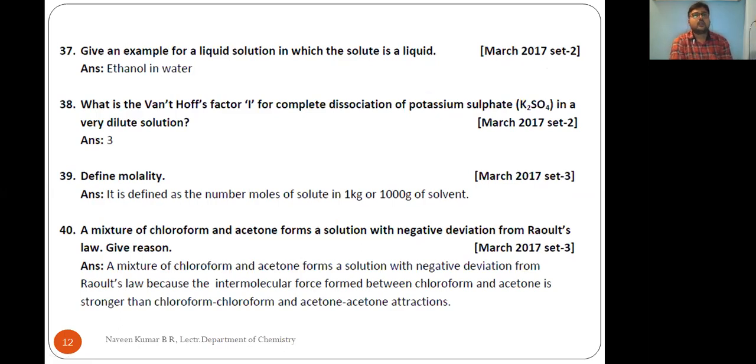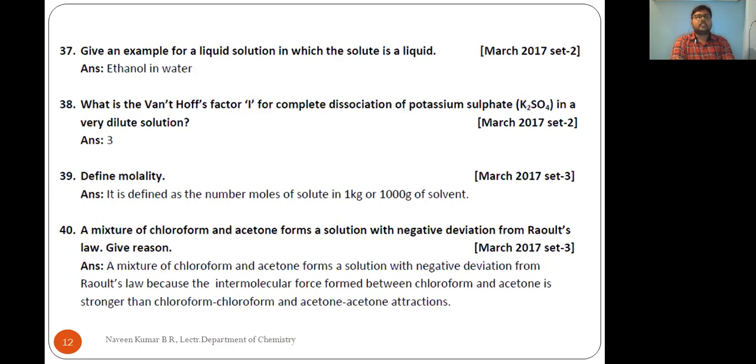Next question. What is the Van 't Hoff factor i for complete dissociation of potassium sulfate in a very dilute solution? Already we discussed this example. 2 moles of potassium, 1 mole of sulfate. After dissociation 3, before dissociation 1, hence Van 't Hoff factor i is equal to 3. Define molality. Again it is a repeated question. Molality is the number of moles of solute per kg of solvent.